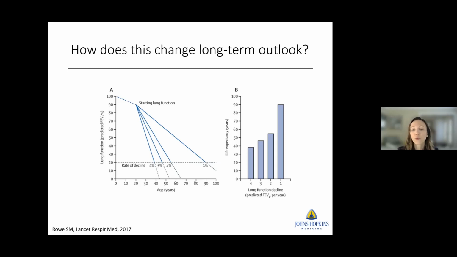If you lose 4% of your lung function a year, we expect to go down to a very low level of lung function by about age 40. But if you can change the trajectory, even to 3% a year, you might get another 8 years of survival. And if you can change it to 1% per year, then we're not hitting that low level of lung function until age 90. Now, of course, these are models. There are lots of other things in the real world that may impact this, but this is what we expect to see over time. We expect that we are going to see a significant change in survival as the result of treating with modulators.